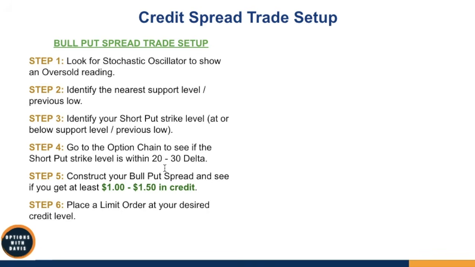All right. Again, I've shared this in another video, so you can go ahead and watch that video first. Now, step number five, you want to construct your bull put spread and see if you at least get $1 to $1.50 in credit. For this, we are looking at a $5 spread. So for example, if your short put is at $100, then you're going to have the long leg of the put spread $5 away, so that will be $95. This way we are looking at around $1 to $1.50 in credit, and a max loss of about $3.50 to $4. All right. Then finally, you want to place a limit order at your desired credit level. Again, I'm going to show you how that's done later on.